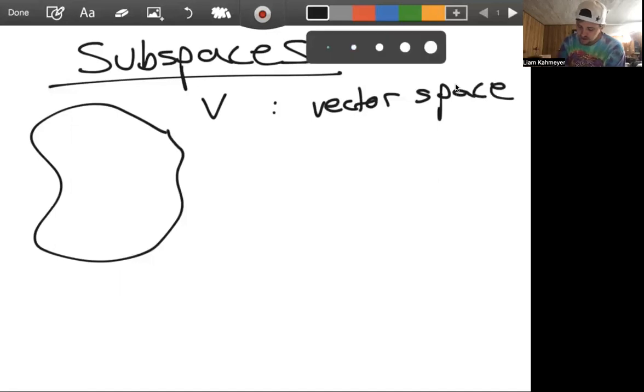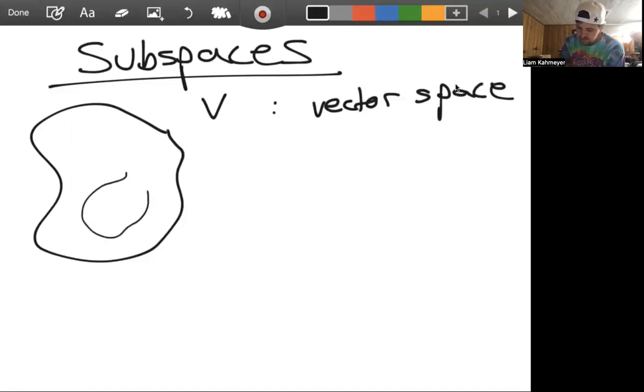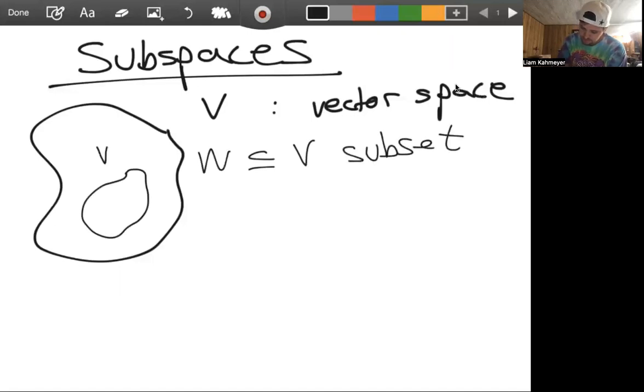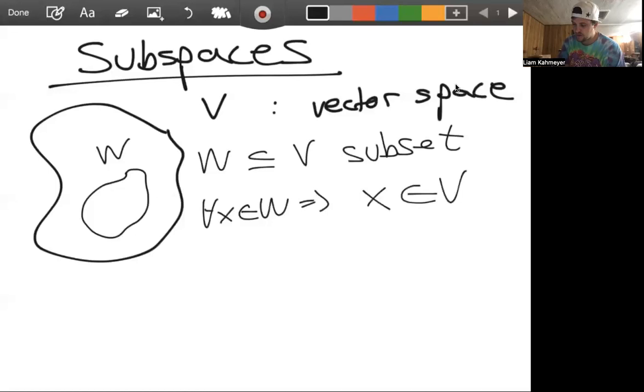And then let's say contained in V is a subset W. So right now, this will just be a subset. Remember, a subset is something that for all x in W, that implies x is also an element of the vector space V. Now, this is just a subset. We're not guaranteeing that it is a subspace.